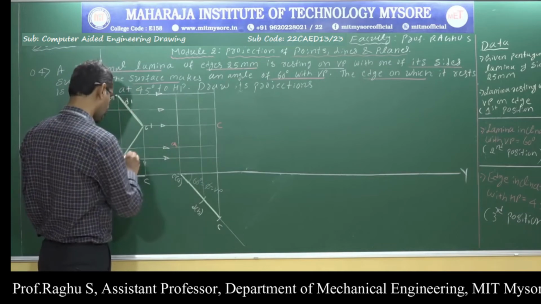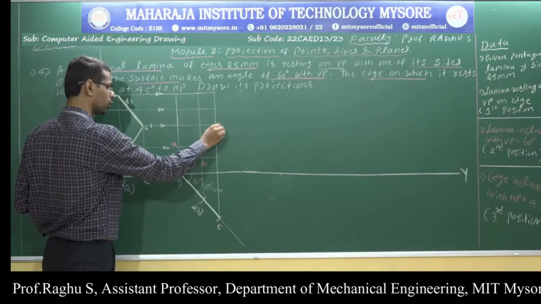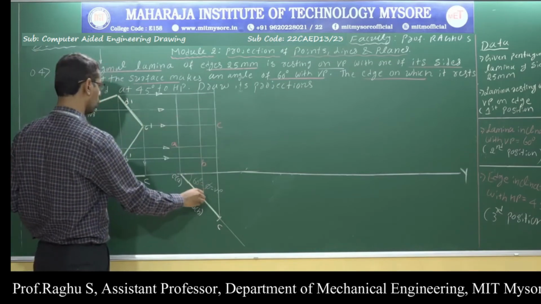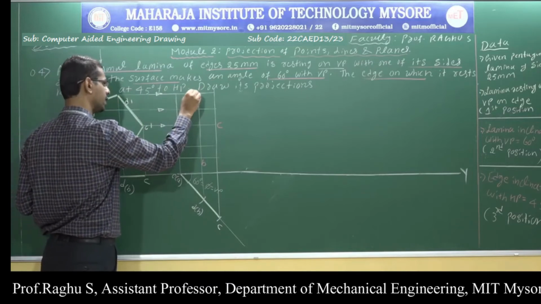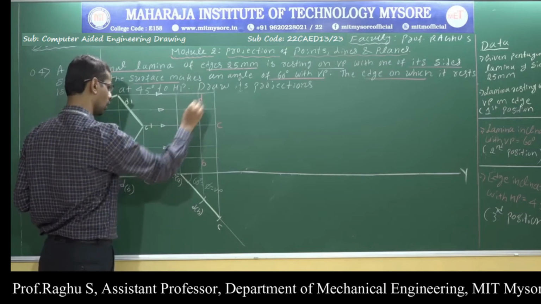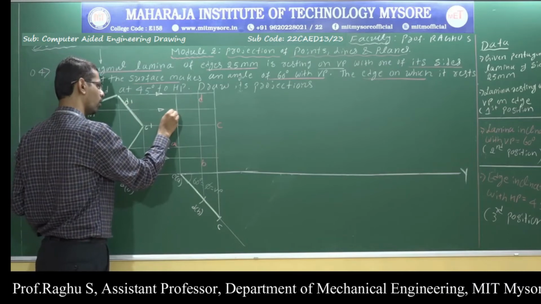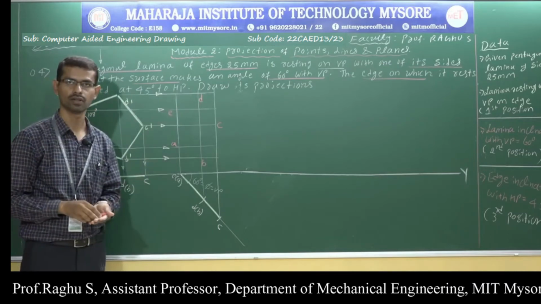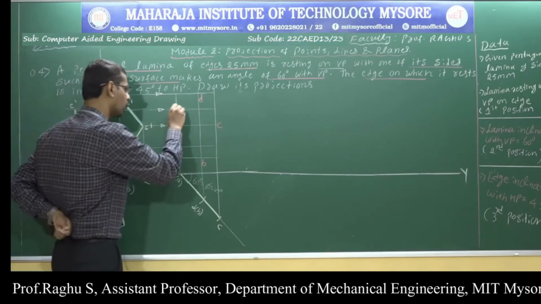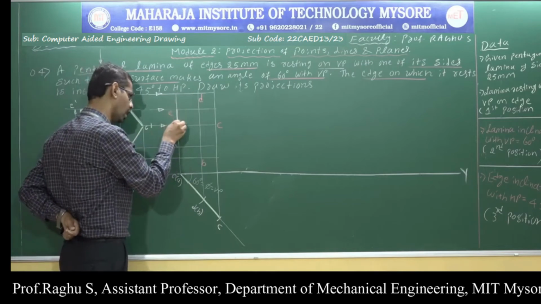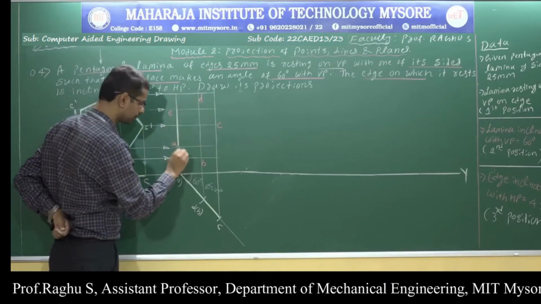Vertical projection of point B. Horizontal projection of point B. Point B. Vertical projection of point C. Horizontal projection of point C. Point C. Next, vertical projection of point D. Horizontal projection of point D. Here you will get point D. Vertical projection of point E, horizontal projection of point E, here you will get point E or corner E. Now connect all 5 corners using dark lines.